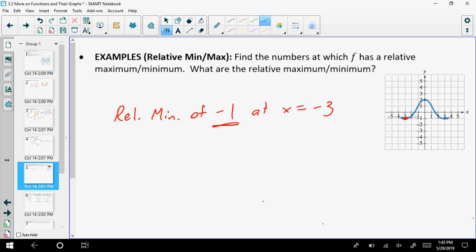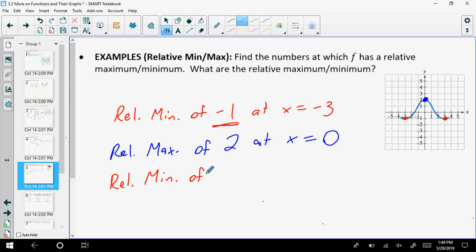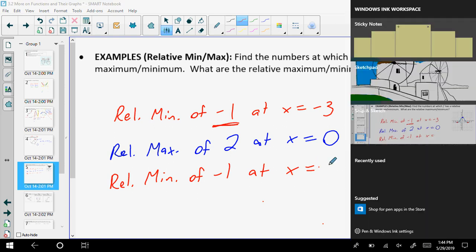Okay, let's do the next one. We have this high point. So that's a relative maximum of, how high is it? 2. And it's located when x is 0. And I do believe we have one more. It's over here on the right. That is a relative min because it's a valley. And how far down is it? -1. And it's located at x equals 3.